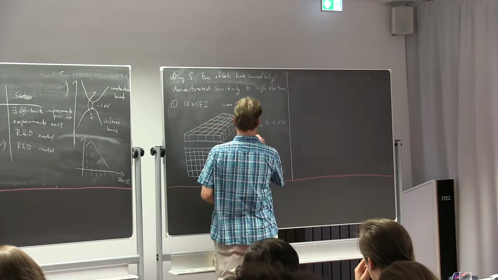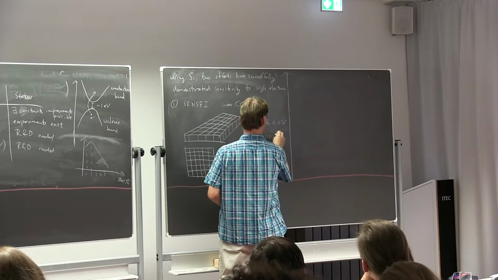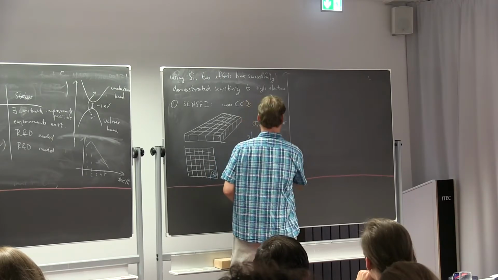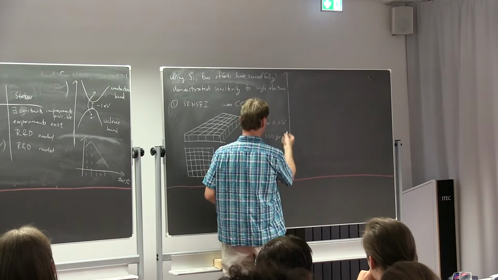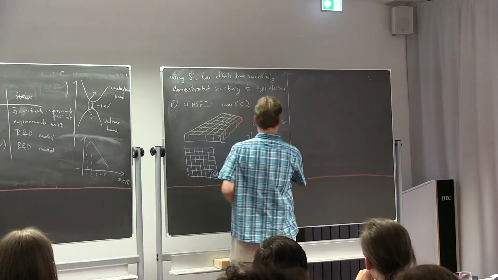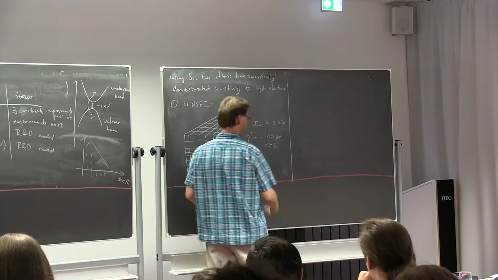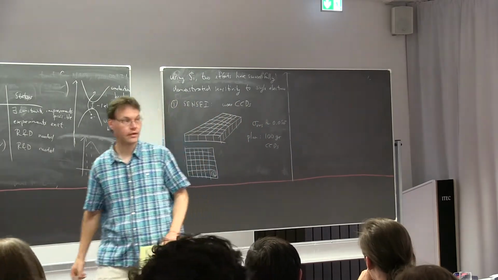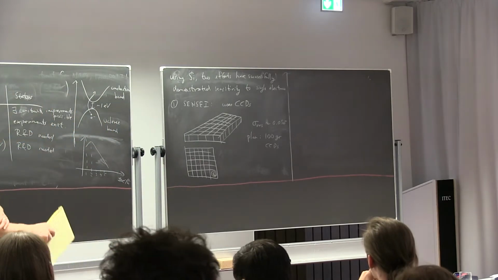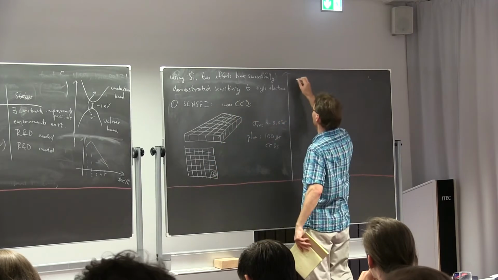And then the plan is to build an experiment using 100 grams of these CCDs. They have a special name, they're called skipper CCDs, but whatever. So the plan is to use 100 grams of CCDs to do an experiment to look for dark matter electron scattering. That's going to happen over the next year or two. So that's a pretty recent development.